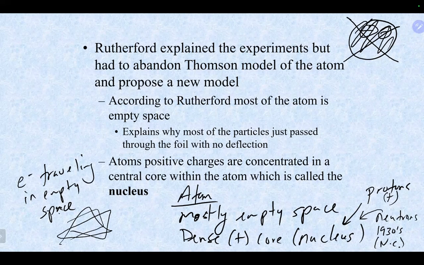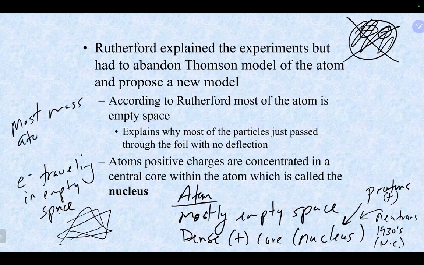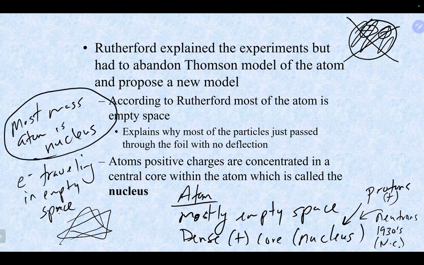And then the last major difference between the Plum Pudding model and Rutherford's modern model is that most of the mass of the atom is the nucleus. So the nucleus is pretty much where most of the mass of the atom resides. And as I mentioned there, we later found protons, along with neutrons, inside the nucleus.